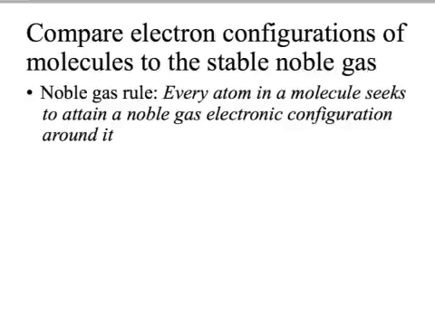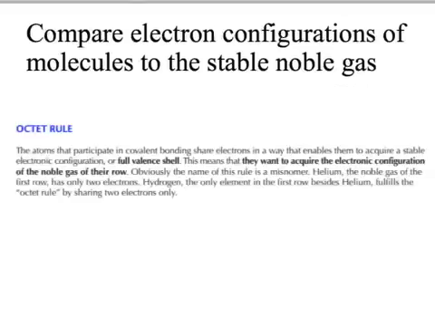Just a little bit further, and I saw the noble gas rule, which states that every atom in a molecule seeks to attain a noble gas electronic configuration around it. Okay, well that makes sense too because 8's the magic number. After researching a little further, I came across the octet rule. The atoms that participate in covalent bonding share electrons in a way that enables them to acquire a stable electronic configuration or a full valence shell. This means that they want to acquire the electronic configuration of the noble gas of their row.